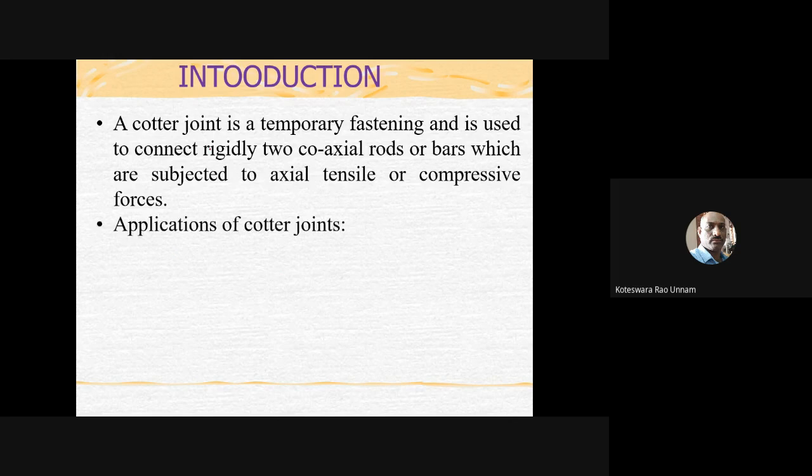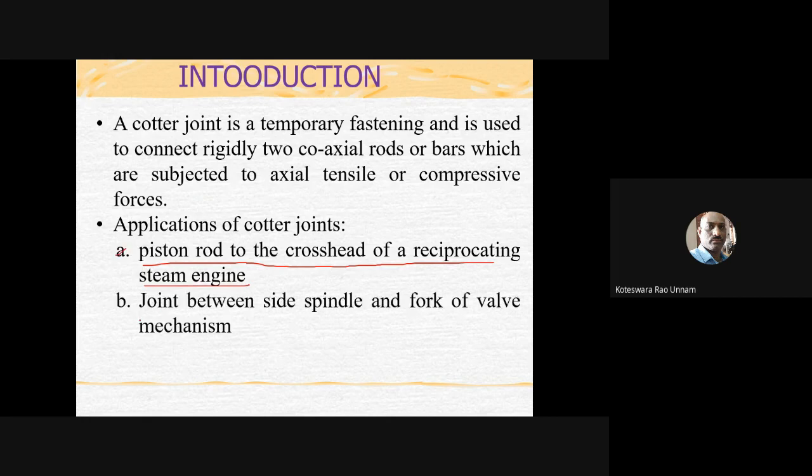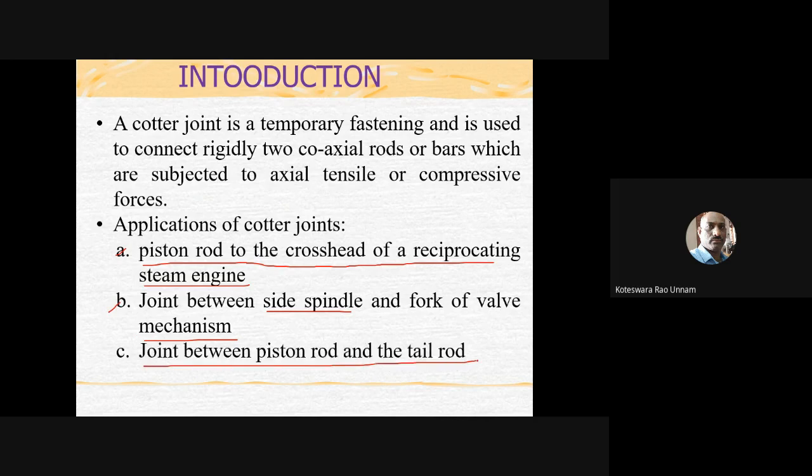Now, if you look at the practical applications for these cotter joints, one such application is a piston rod connected to the cross head of a reciprocating steam engine. There we can use this cotter joint. Then the joint between the side spindle and fork of a valve mechanism is another application. Then the joint between the piston rod and the tail rod is another application for these cotter joints.